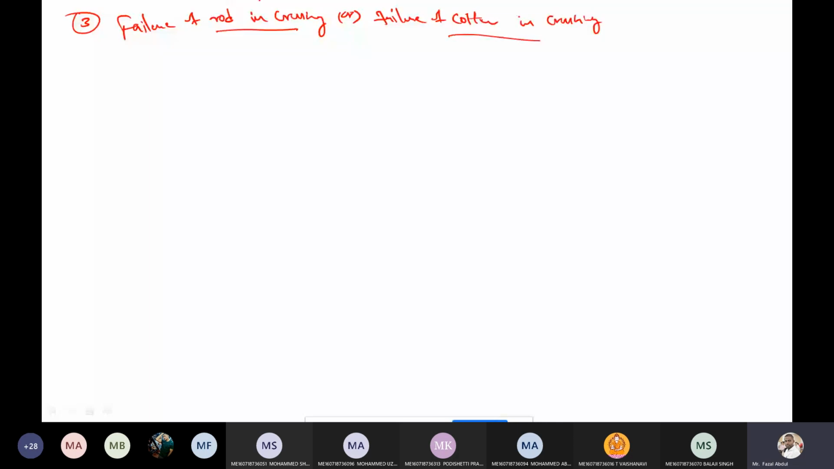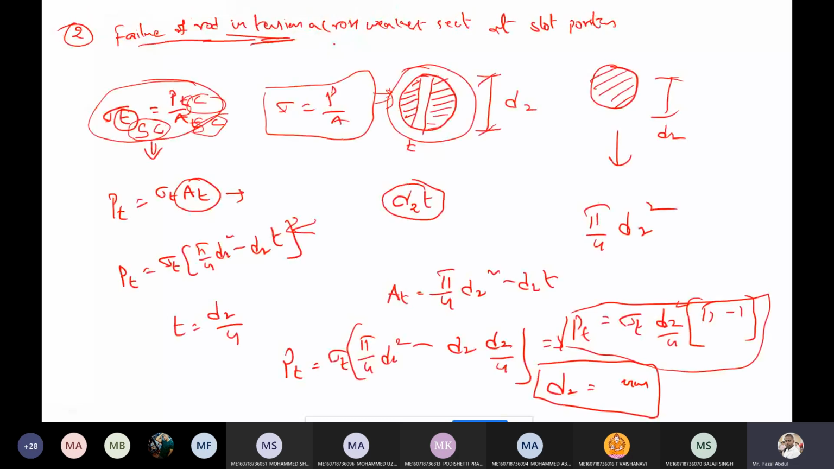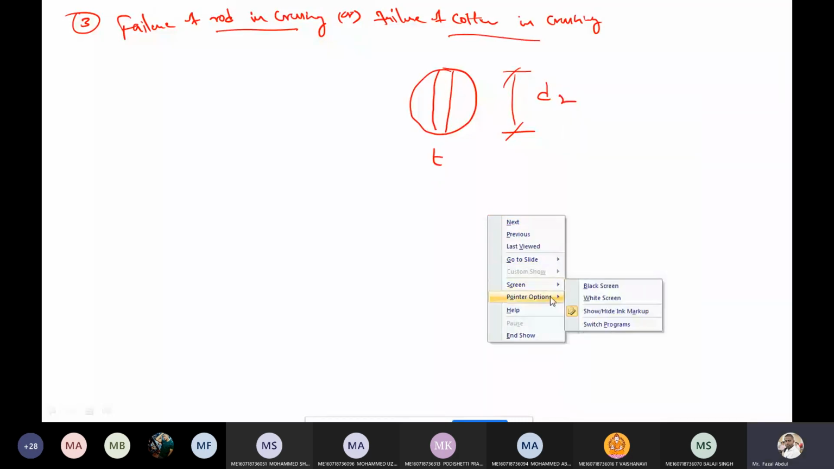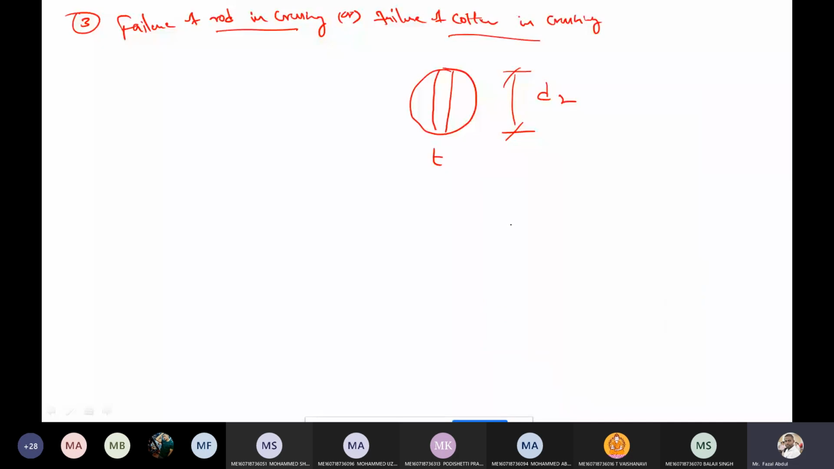Okay. In the previous case, we calculated failure of the rod in shear, not failure of the rod in tension. So now I'm taking the same area. It is the extension diameter of the rod, d2. Now this is the thickness t, slot thickness t. Now because of the slot, because of the quarter, see here, I will show with the video.